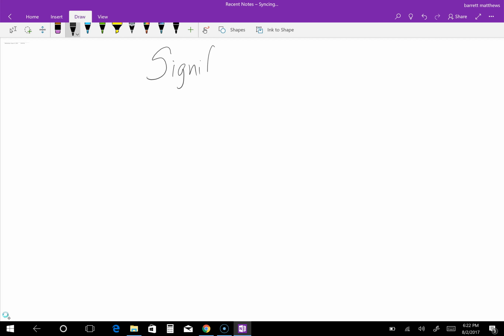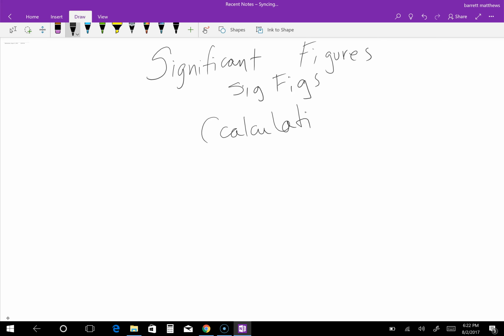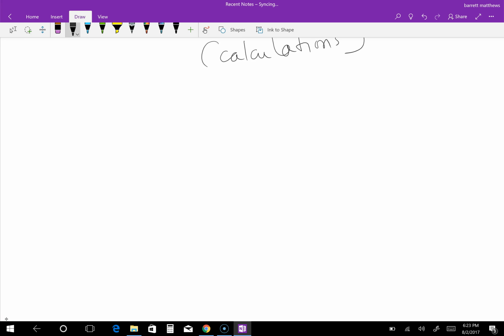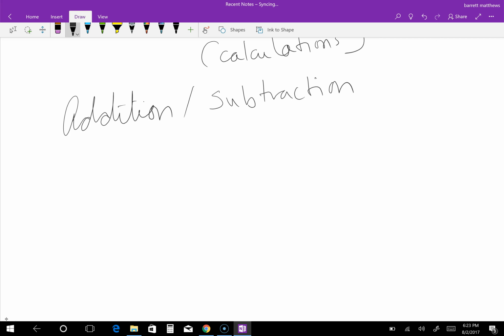Hey, welcome back. Let's take a look at significant figures, also known as sig figs, and how we can apply them when doing calculations. These calculations will involve addition, subtraction, and multiplication and division. The first thing that we will look at is addition or subtraction. These are very similar operations, just in different directions.